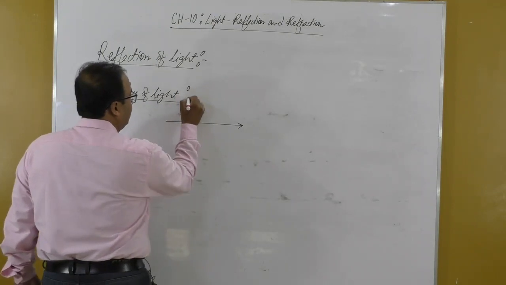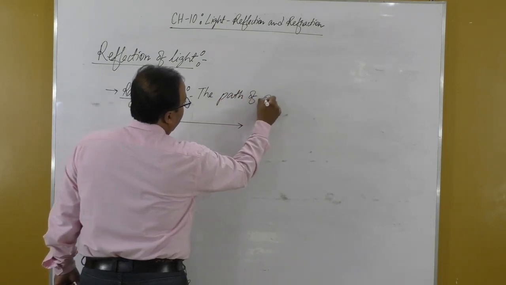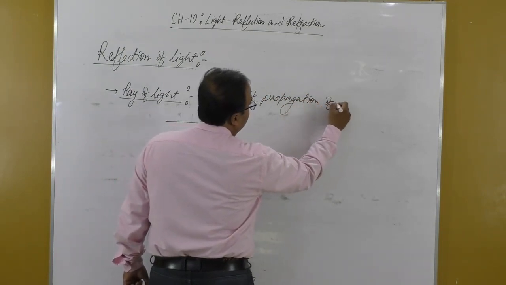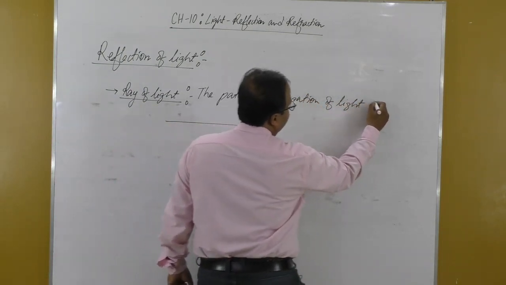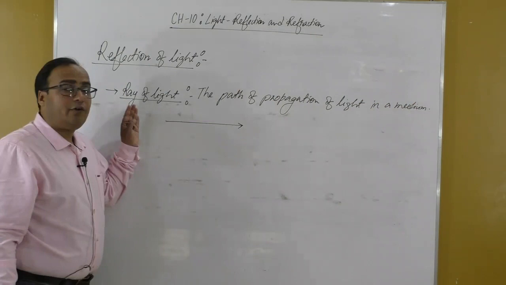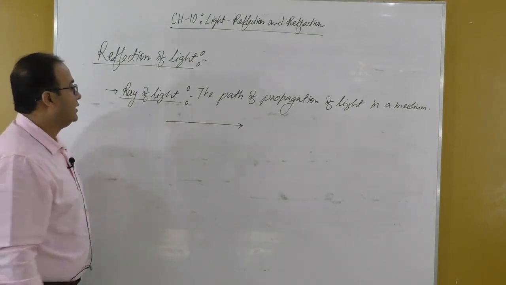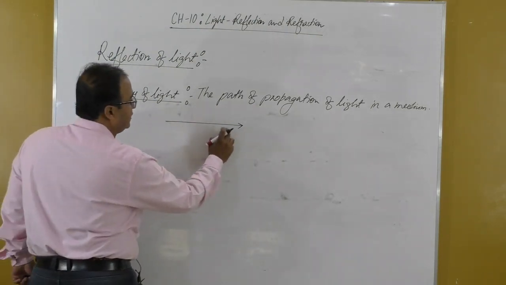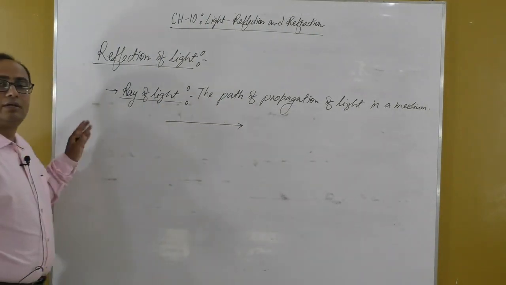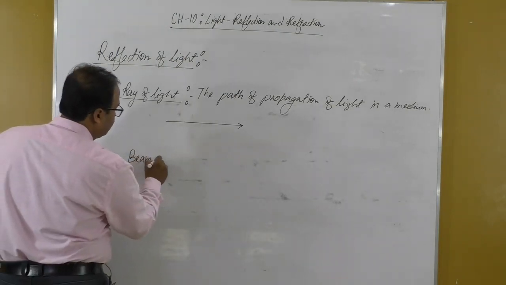So if I ask you what is a ray of light, it is the path of propagation of light in a medium. So if it is asked what is ray of light, the path of propagation of light in a medium is called ray of light, and a ray can be represented by a straight line with arrowhead. So this straight line with arrowhead representing what? A ray of light. Next term that you should know, beam of light.